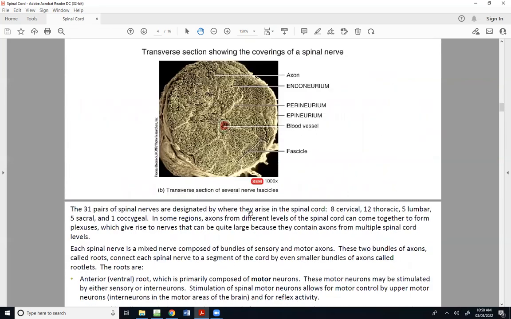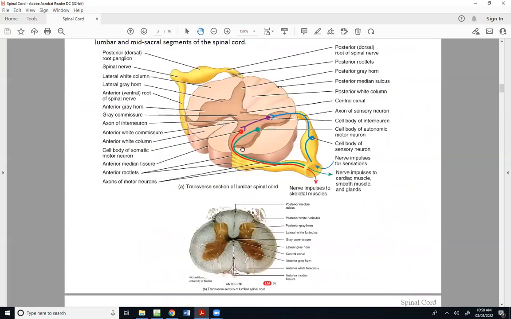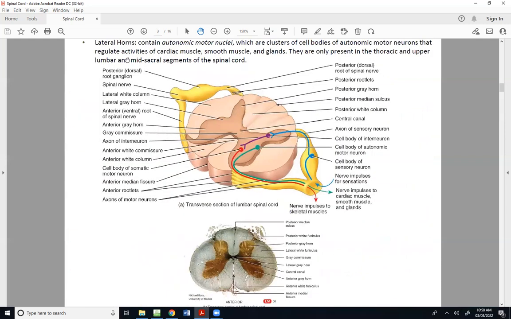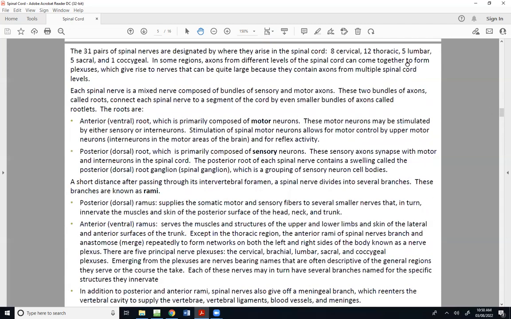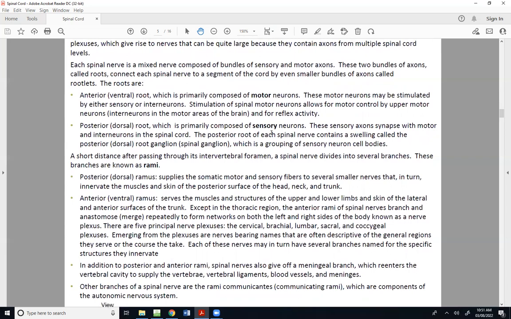If I go back once again to this picture, we highlighted things like the posterior root, the anterior root. They were labeled, but I didn't really worry about you knowing them. What we call the rootlets, posterior and anterior. And the two different roots are made up of two different types of neurons.